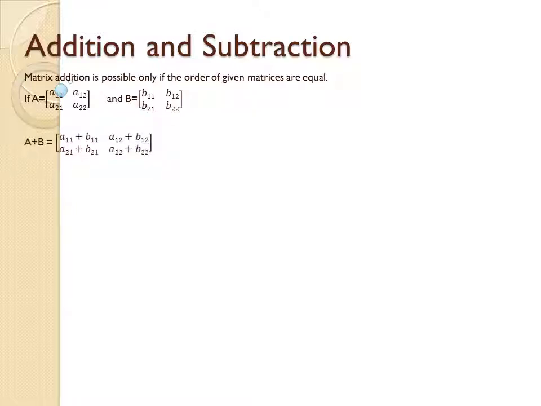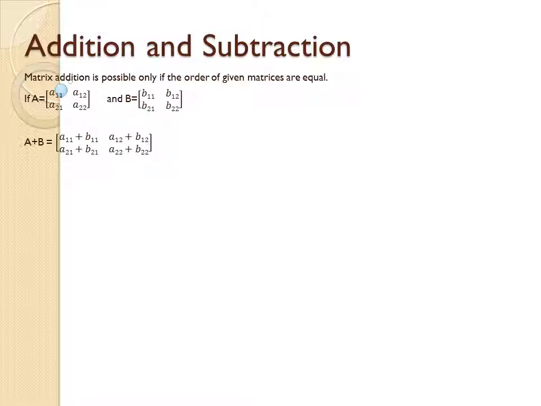If we do addition, how does the addition happen? The addition takes place in such a way that the same types of elements are added together. That is, A11 is added with B11, A12 is added with B12, A21 is added with B21, and A22 is added with B22. So this is the resultant matrix: A plus B equals A11 plus B11, A12 plus B12, A21 plus B21, and A22 plus B22. So this is how the addition takes place.